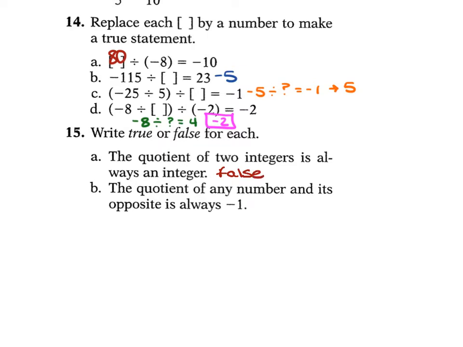B says the quotient of any number and its opposite is always -1. Yes, that one is true. So that's saying something like 6 and -6. So if you divide 6 and -6, you get -1.